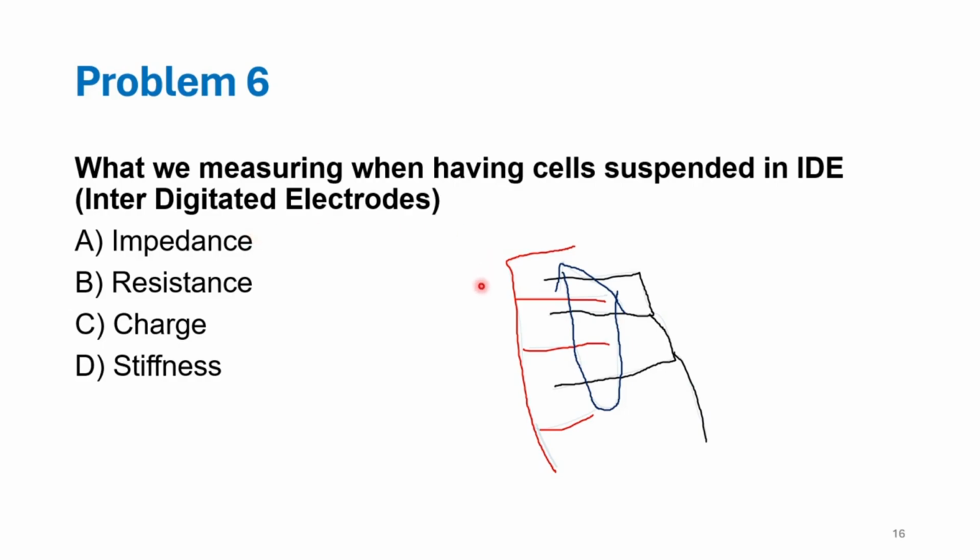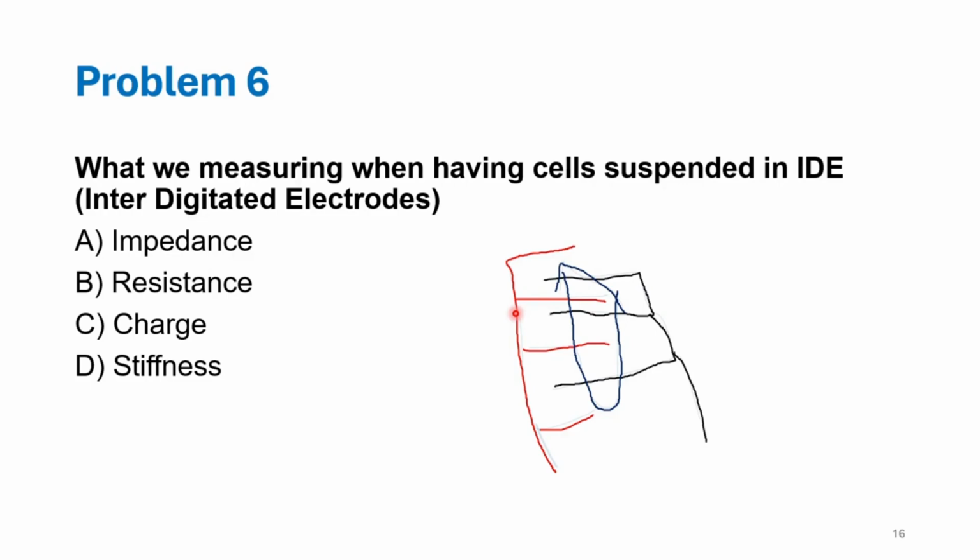Impedance, right? So if we don't have any analyte in between the two electrodes, what will we measure? We will have infinite resistance, right? We have infinite resistance. Why? Because there is no conductive path between the two electrodes.